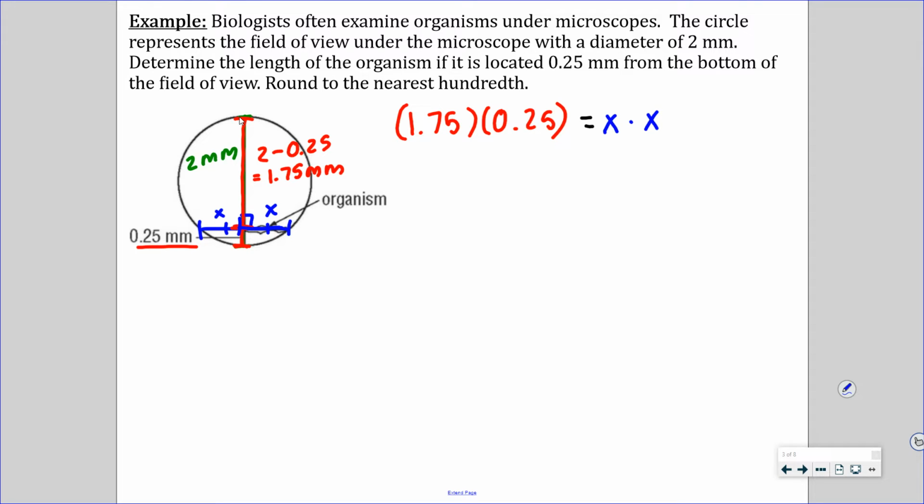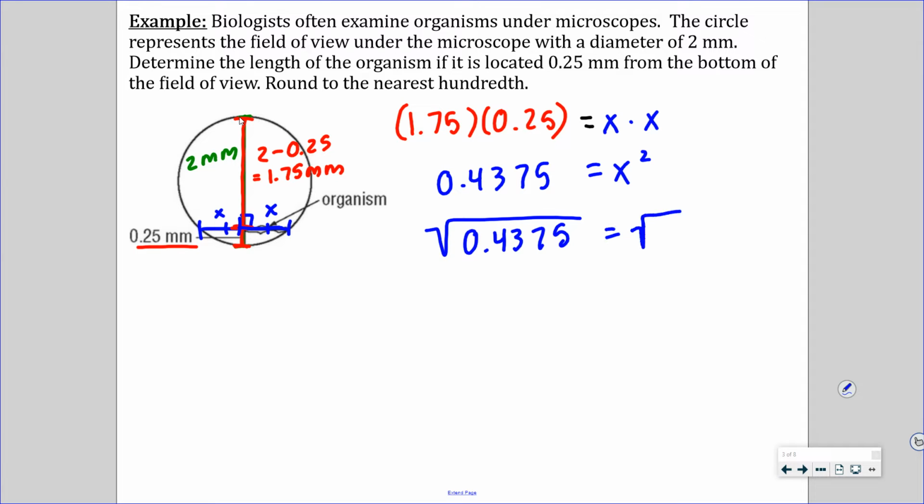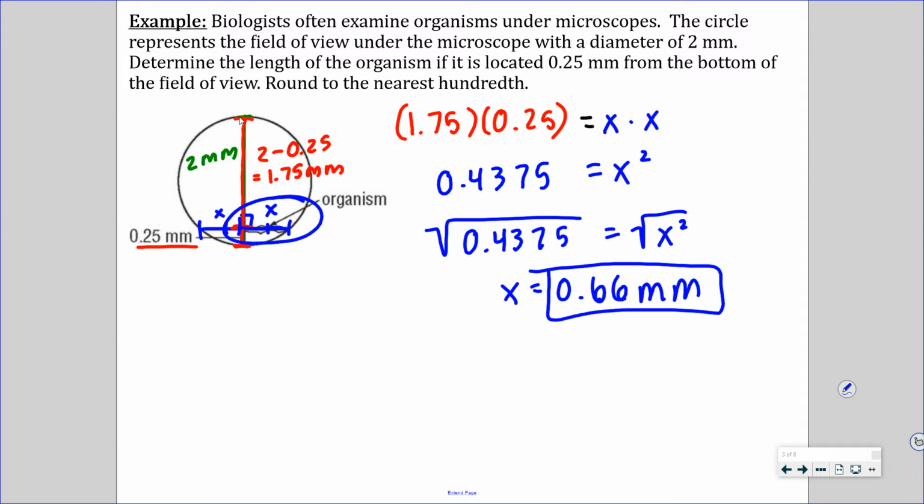What's x times x? X squared. Thank you, Matthew. This product is 0.4375. To solve this, I just got to square root both sides. And that would be that length x that we're trying to find, 0.66 millimeters, rounded to the nearest hundredth.